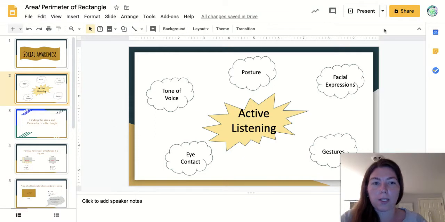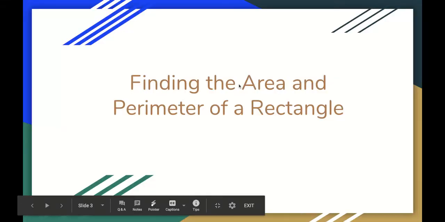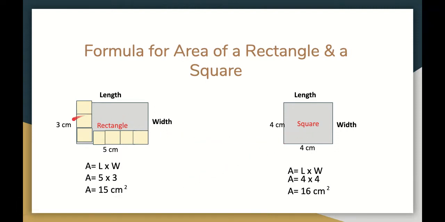What we are going to be doing this week is we are going to be talking about finding the area and the perimeter of a rectangle. We already know that a square is considered a rectangle. So when I say rectangle, we're talking about rectangles and we're talking about squares. The area is the space inside. It's this gray part inside of the rectangle.